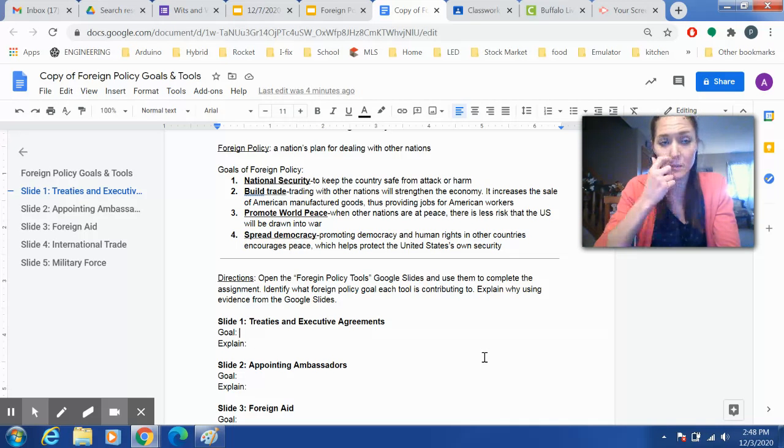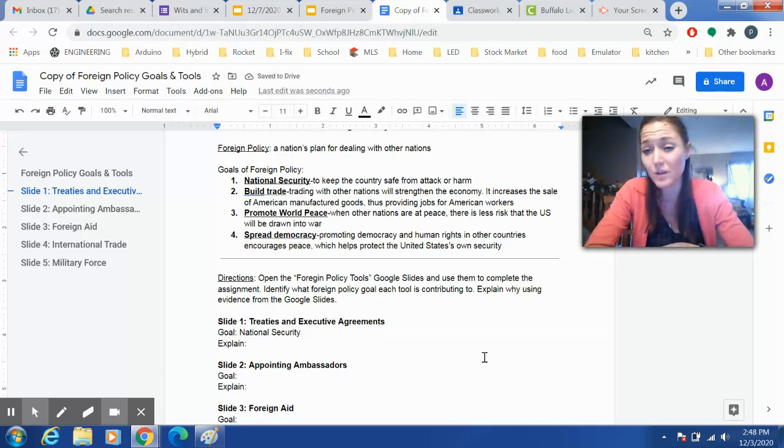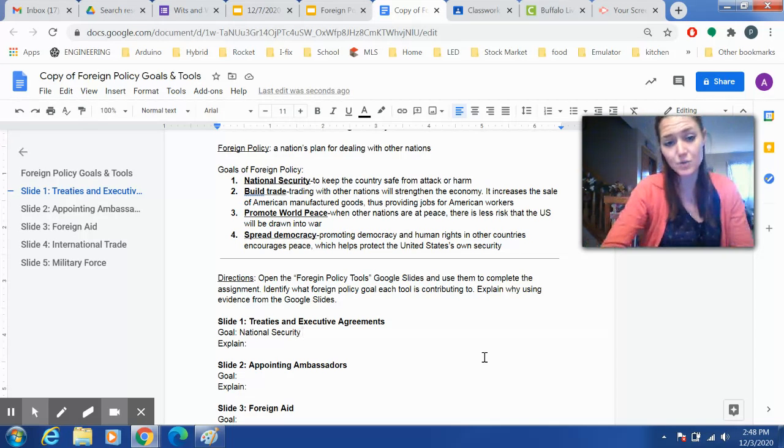I feel like I saw more national security than anything else. So I'm going to go ahead and just write down national security. If you wrote down this one, a different one, or all 3, that's absolutely fine. Most of the time, there are going to be different goals that could align with each one, or it might be multiple goals.